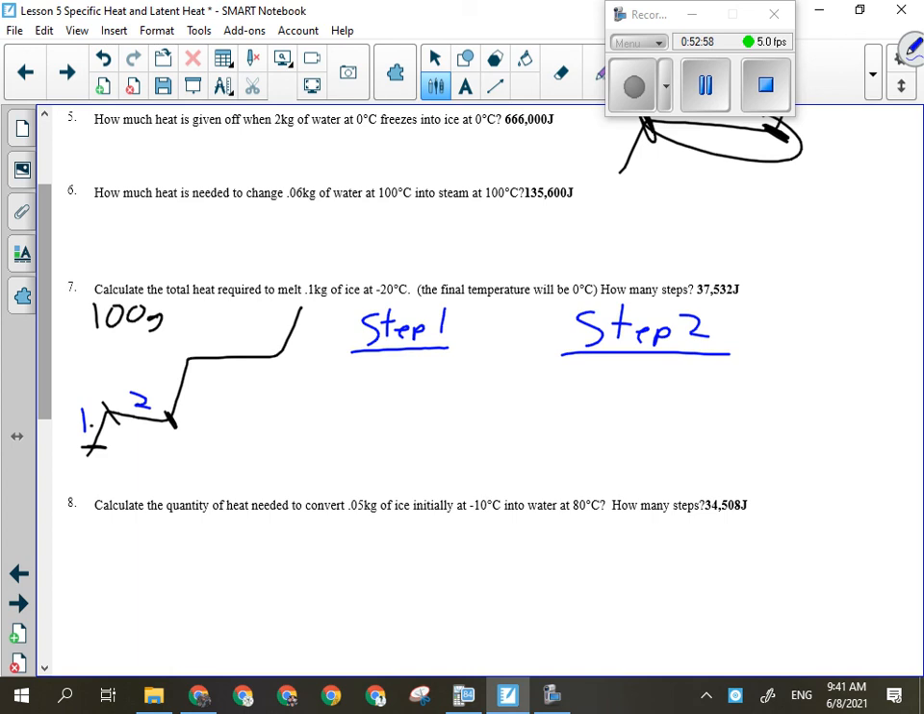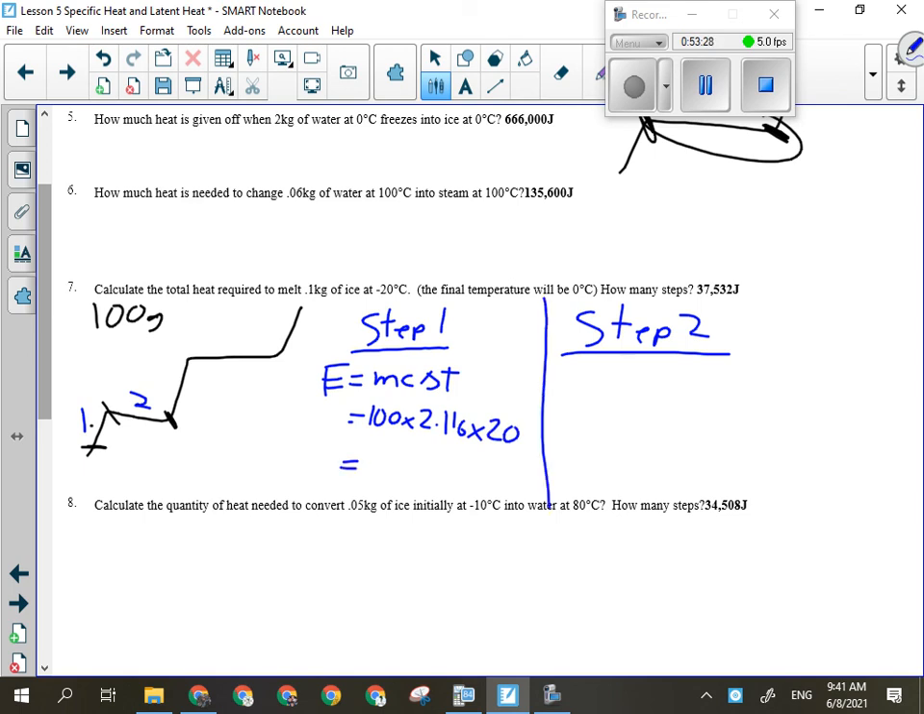So what formula am I going to use for that one? Right, I'm going to use E equals MC delta T because the temperature is changing in step one. They told me the mass, it's 100 grams, times C, because this is ice, I use the heat capacity of ice, 2.116, and I multiply that by the temperature change. I'm going from -20 to 0. So that's 20 degrees.